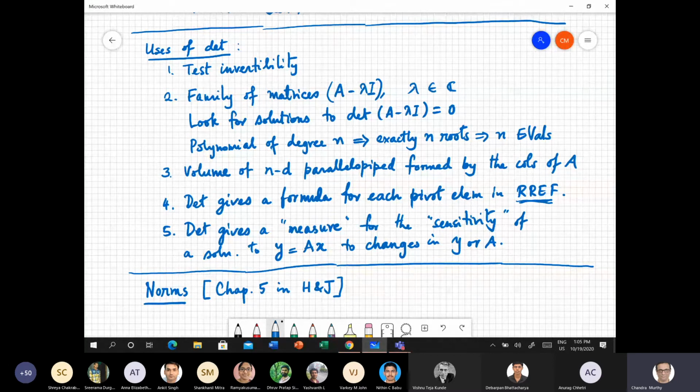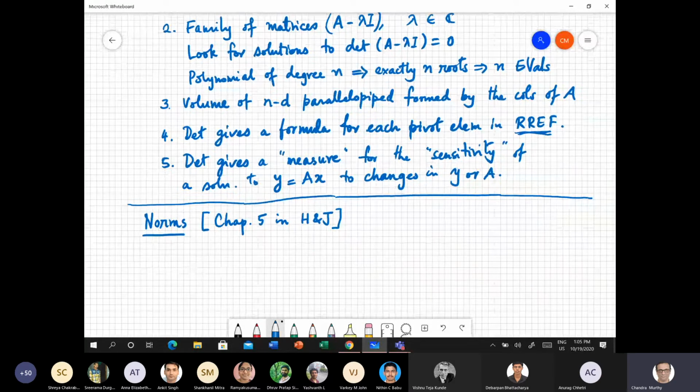So what is a norm? A norm is simply a way to measure length.